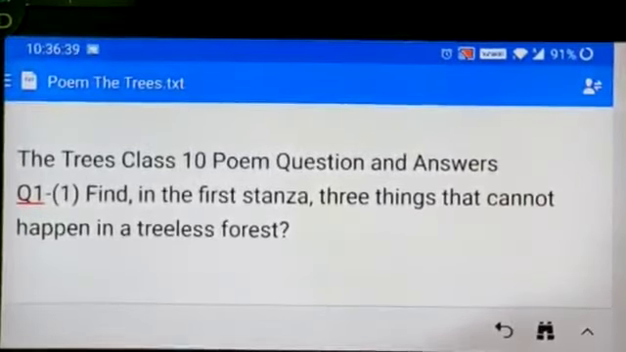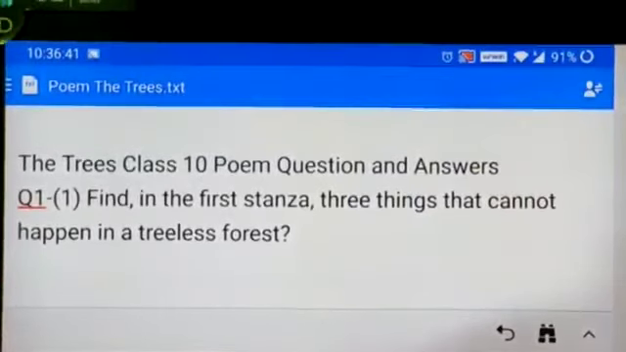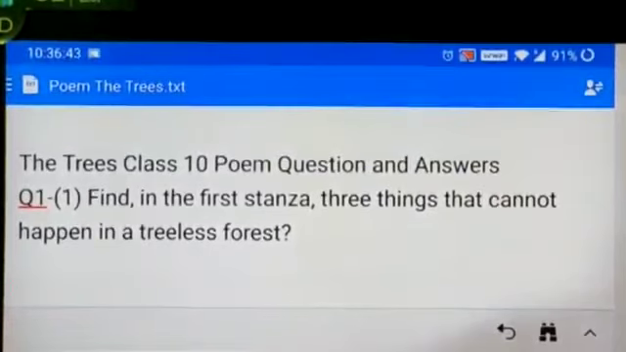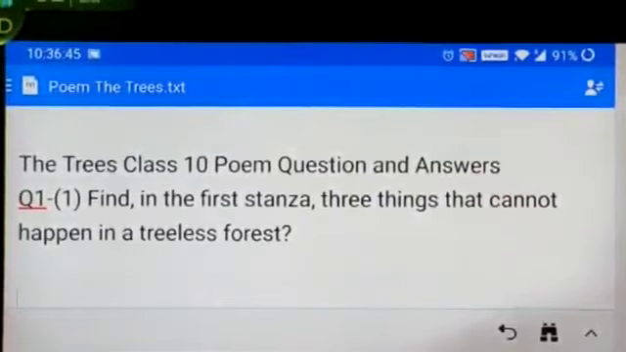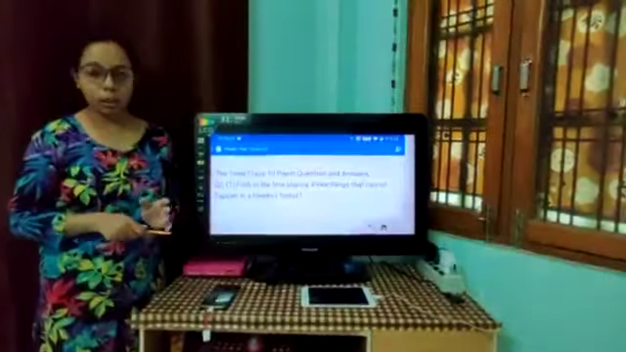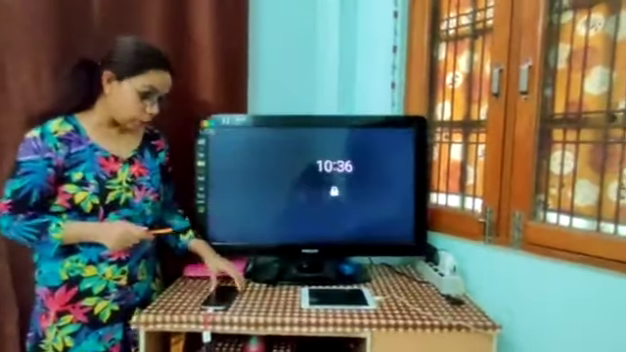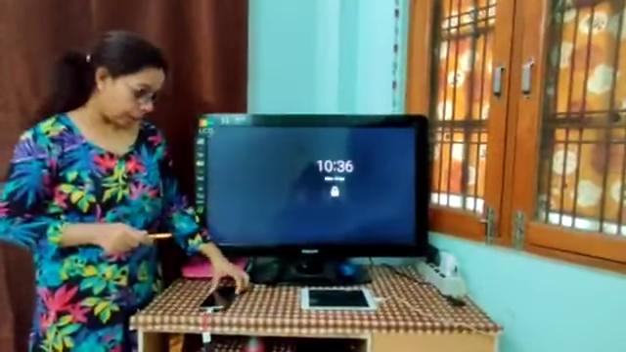Find in the first stanza 3 things that cannot happen in a treeless forest. What are those things? Birds cannot be there. Then their homes cannot be there. You have to find it out on your own. Okay?